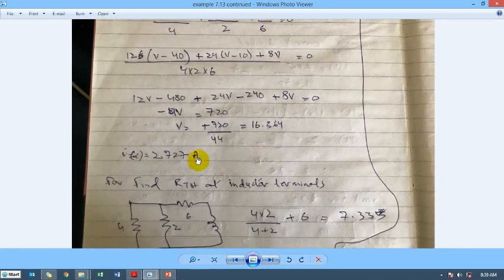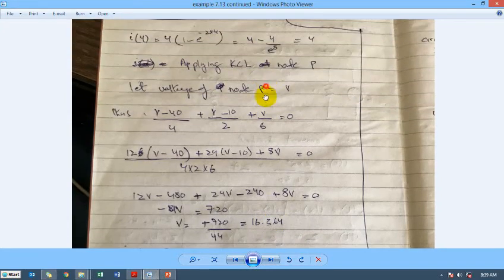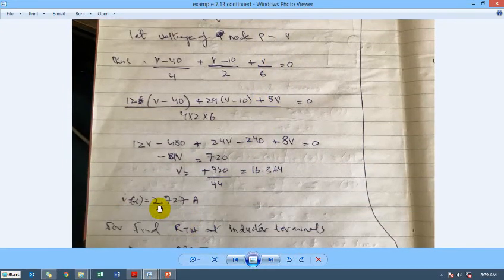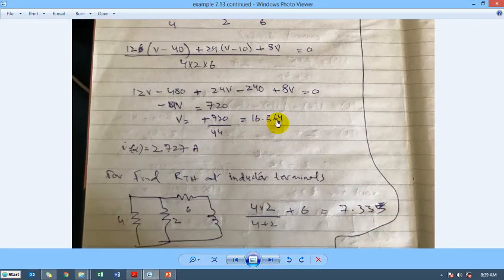16.364, right? So if this is the voltage of this point, and I have to find out the current through this inductor, the inductor is a short circuit for a stable condition, so the voltage divided by 6 is equal to the current of the inductor, that is 2.727, right? 16.364 divided by 6, 2.727.